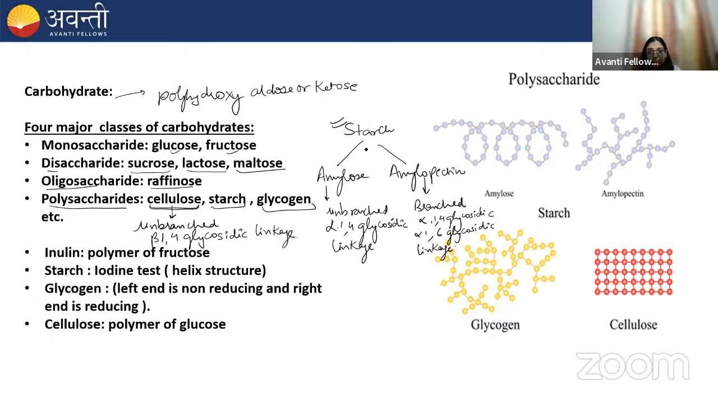Please remember, this is important: starch consists of amylose and amylopectin. Amylose is unbranched and consists of alpha 1,4-glycosidic linkage. Amylopectin is branched; it consists of both alpha 1,4-glycosidic linkage and alpha 1,6-glycosidic linkage. Next is glycogen. Glycogen is branched. It also has both alpha 1,4 and alpha 1,6 glycosidic linkage.